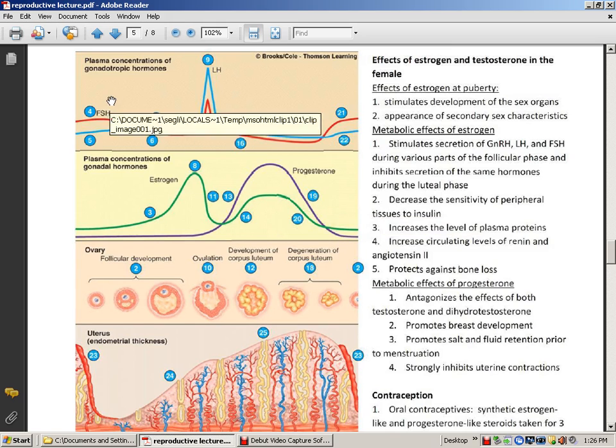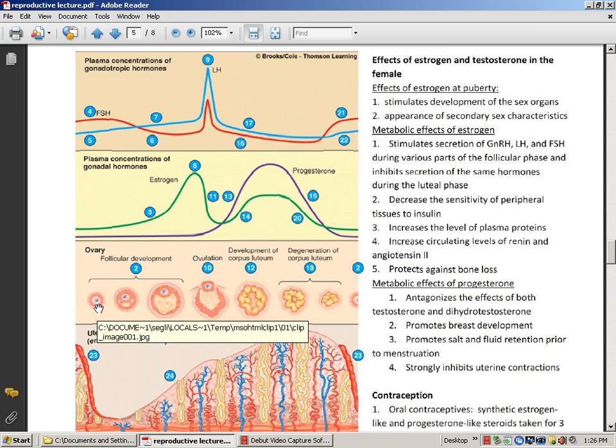So you can look at the anterior pituitary's functions, you can look at the ovary's functions, you can actually look at the ovary growth in this picture too. Here you have that primary follicle getting a little bit thicker, thicker, thicker. Look at the egg, the little blue dot in there.